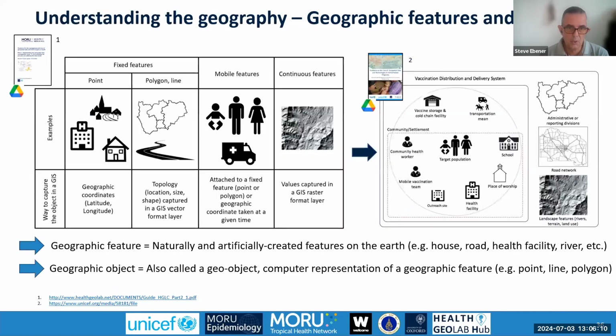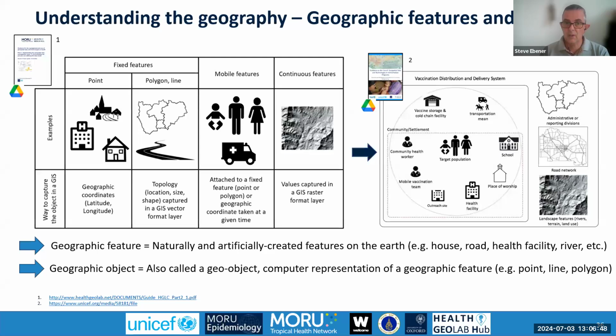So let's start with the concept of geographic features and actually also geographic objects, because these two are related. A geographic feature is, by definition, you have the definition here, a naturally or artificially created feature on the surface of the Earth, right? While the geographic object is the computer or electronic digital representation of such a geographic feature in an information system, including a geographic information system.